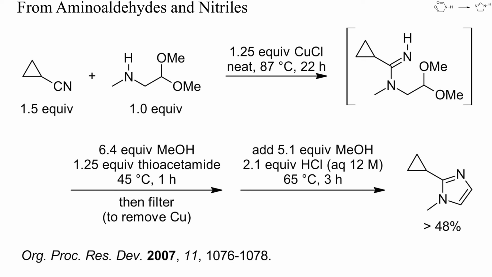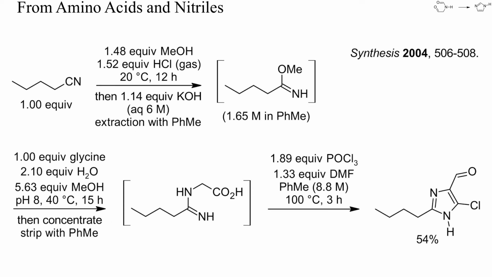a more robust strategy. Here, formation of the intermediate amidine required an excess of copper chloride, which had to be removed from the product by precipitation with thioacetamide. Instead of aminoketones, also alpha-amino acids can be converted into imidazoles.